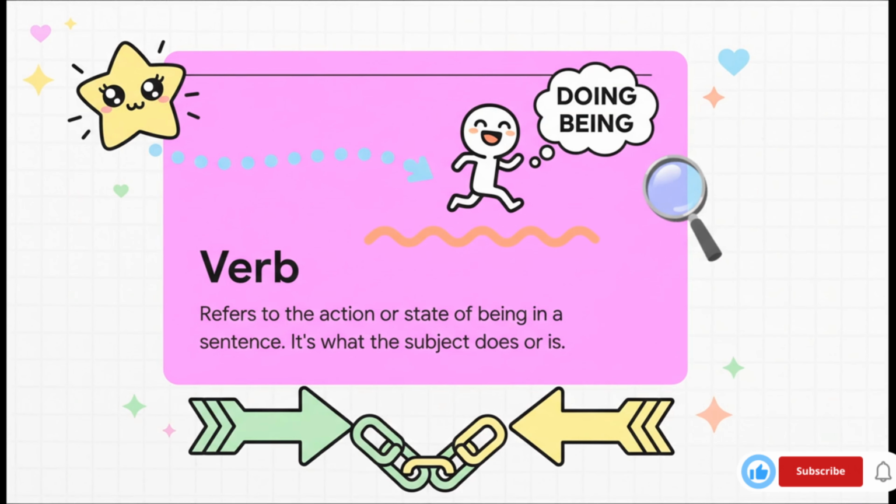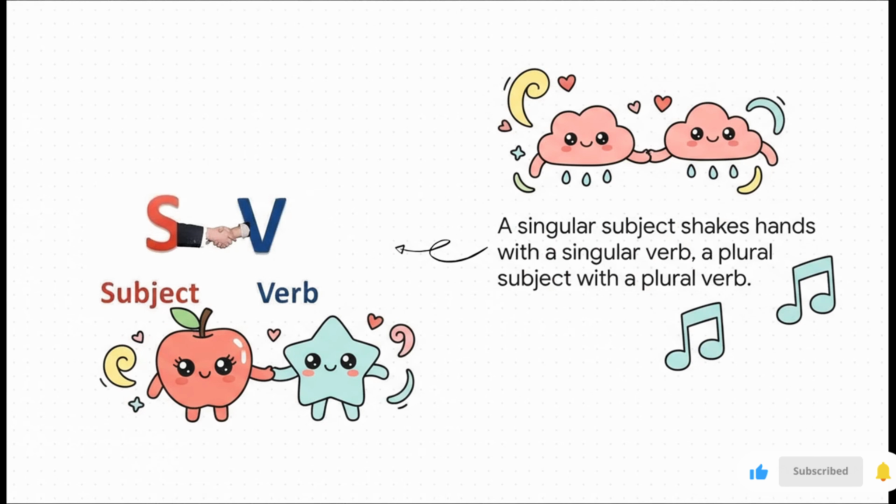And of course, every main character needs something to do. That's where the verb comes in. The verb is the action. It's what the subject is doing or simply what the subject is. You just can't have one without the other. They're a duo. And I absolutely love this metaphor for how they work together.